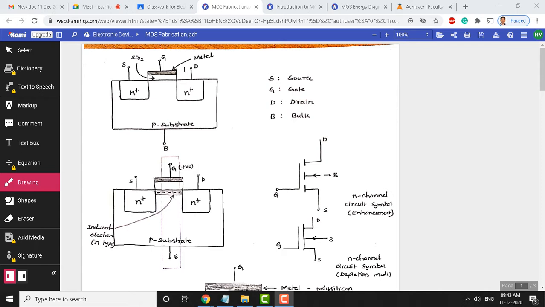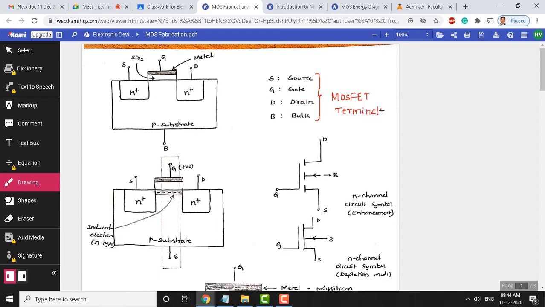The MOSFET is basically a 4-terminal device, as you can see here. One of them is going to be the source here, and there is a gate you can see here, there is a drain, and at the bottom you can see there is a bulk. Okay, B stands for bulk. So, these are the 4 terminals of MOSFET.